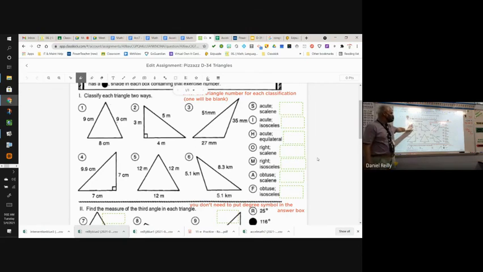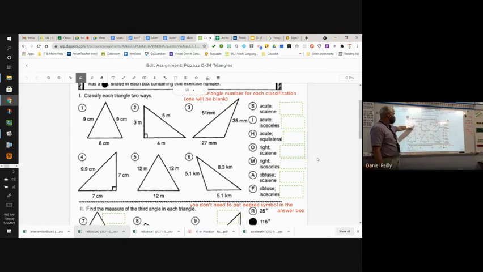So classify the triangle. So you look at triangle 1, and you say, why are you packing up? We have 5 minutes left in class. I thought everybody's taking out the clothes to get one. That's possible, but I don't think that's necessary right now.